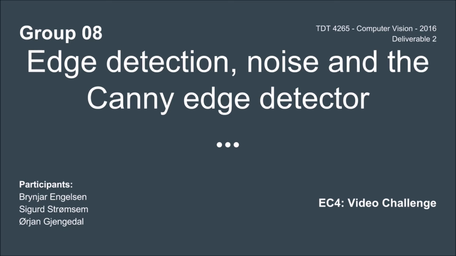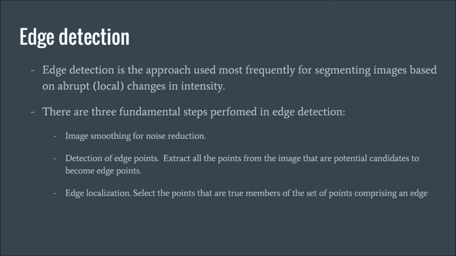This video is about edge detection, noise, and the Canny edge detector. Edge detection is the approach used most frequently for segmenting images based on abrupt changes in intensity. There are three fundamental steps performed in edge detection: image smoothing for noise reduction, detection of edge points, and edge localization.